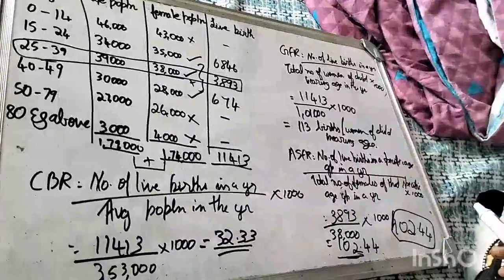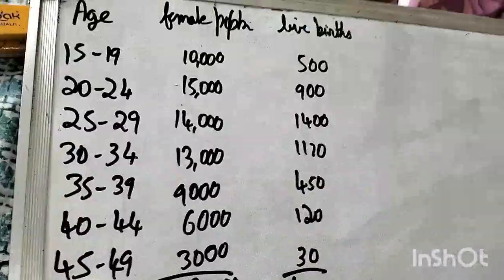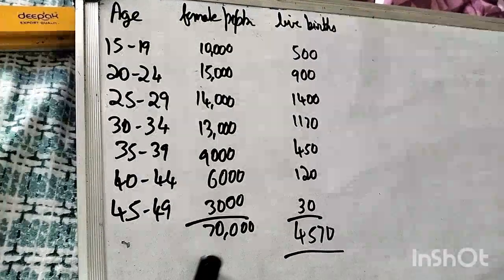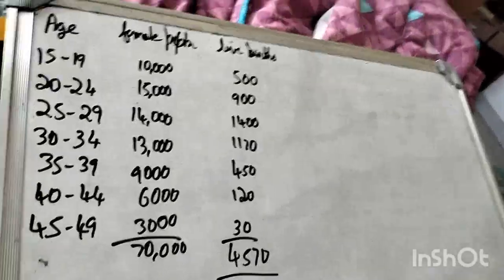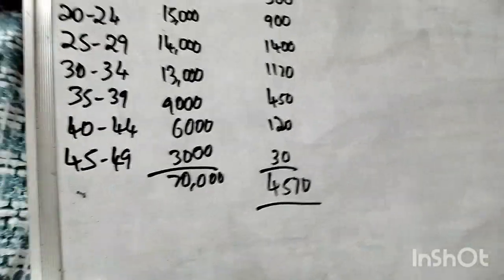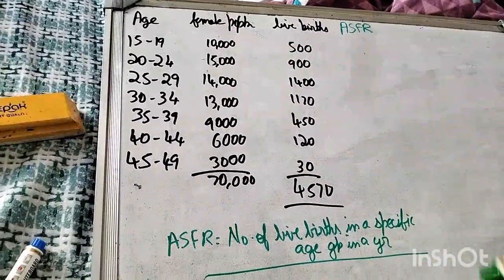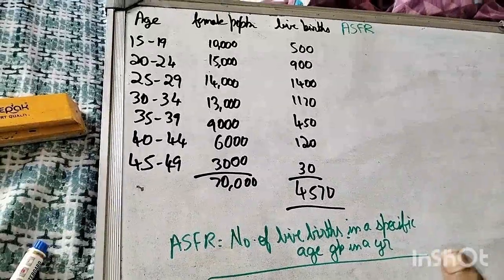So that's CBR, GFR and ASFR. I hope this was clear. We need to actually calculate TFR. The age is given, female population is given, and even live births is given. So the next column will be ASFR. I'll just use a different marker. In the question, they've given us the age group, female population and live births. So you need to find out TFR. To find out TFR, we actually need ASFR.